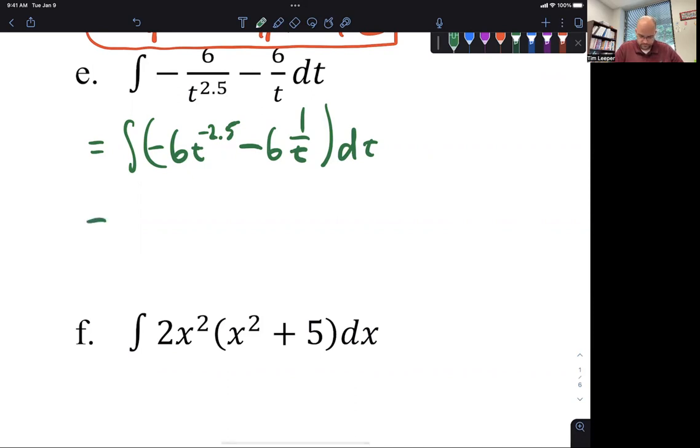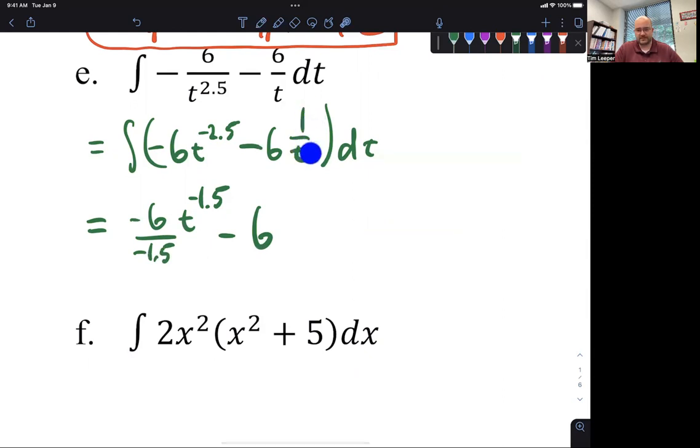So over here, go ahead and use the power rule. Add 1 to the negative 2.5. That gives me t to the negative 1.5. So negative 2.5 plus 1 is negative 1.5. We still have the negative 6 out front, but we also need to divide by the exponent, so divide by negative 1.5. And then minus 6, and then the 1 over t.